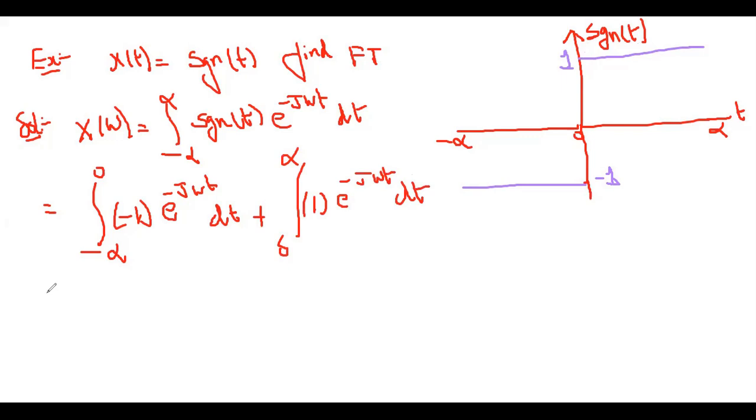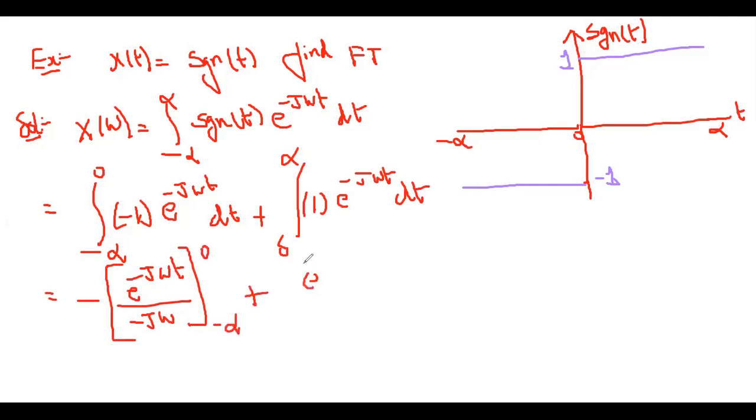Apply the integral here. Minus e power minus j omega t divided by minus j omega, since we are integrating with respect to t. The upper limit is 0 and the lower limit is minus infinity. Similarly, for the second term also, e power minus j omega t is divided by minus j omega. Here the limits are from infinity to 0.